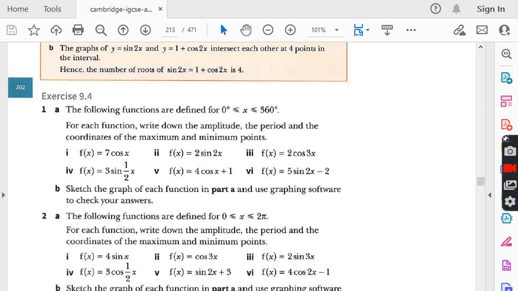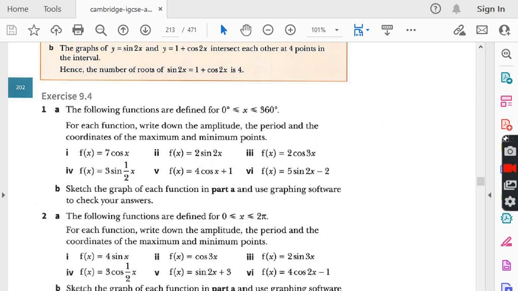Students, in the last lecture we did the first two parts of question number 2, part 1 and part 2 from exercise 9.4, chapter number 9 named trigonometry, and the topic of exercise 9.4 is graph of trigonometric functions. We have to draw the graph of three trigonometric functions in the whole exercise: sin x, cos x and tan x.